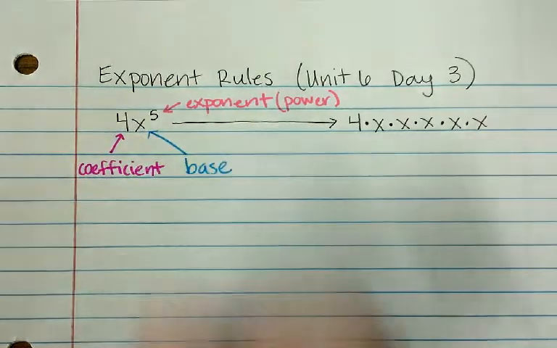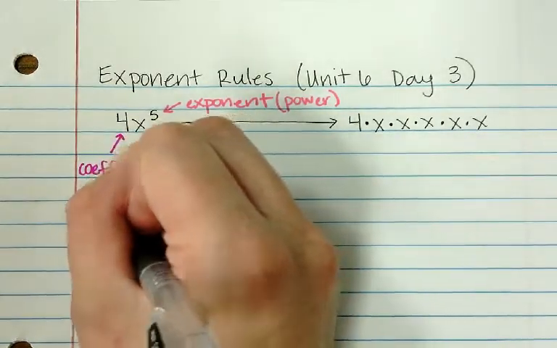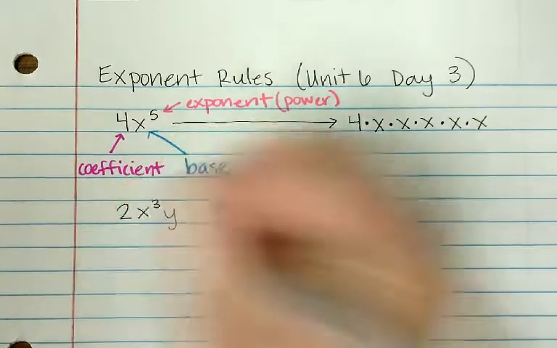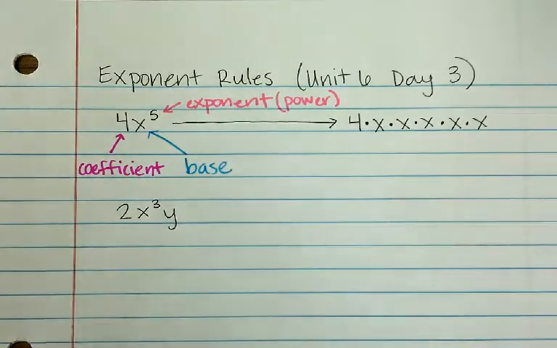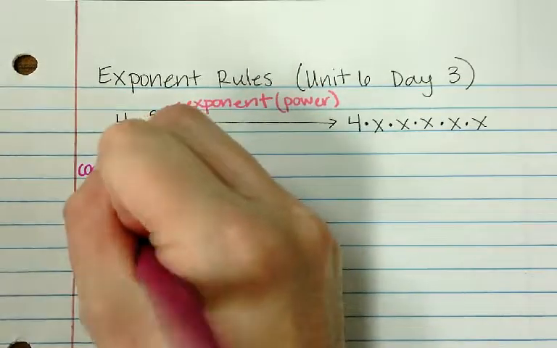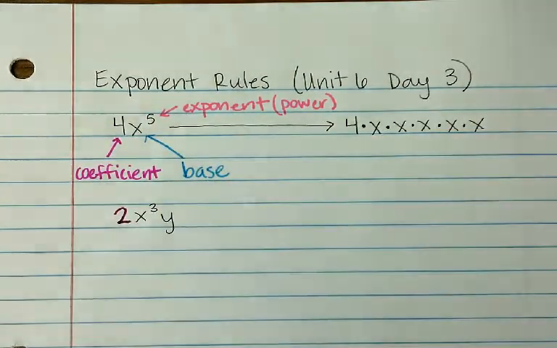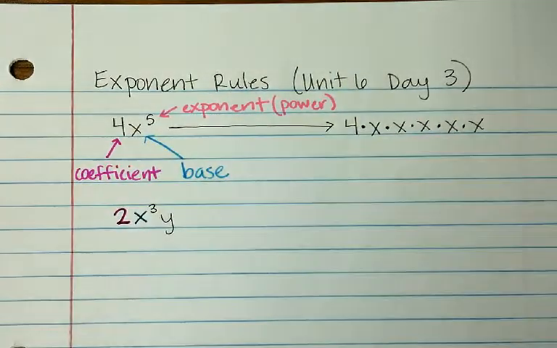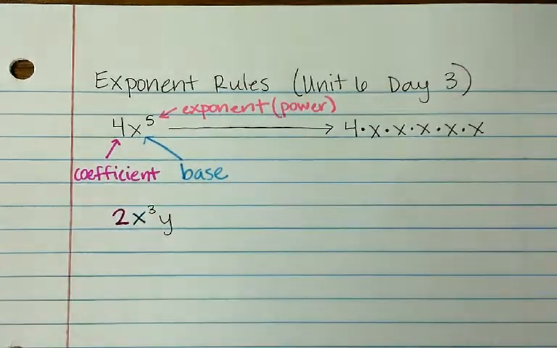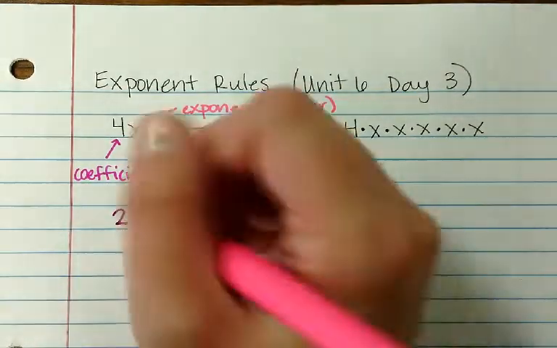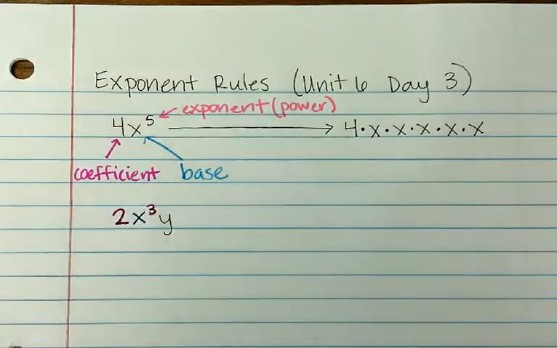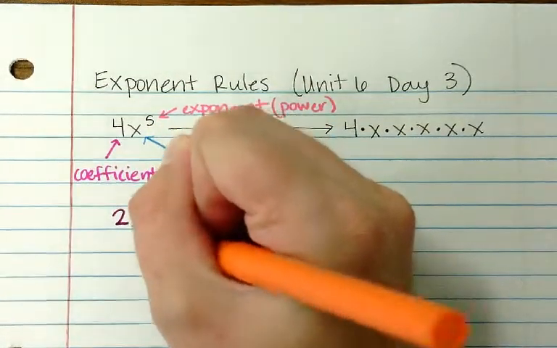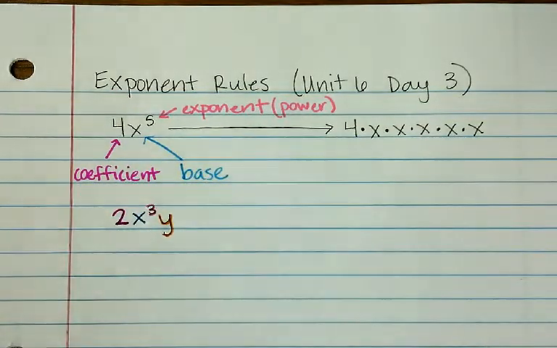Awesome. If we wanted to expand something else, let's say 2x cubed y. Well, first of all, guys, we have a couple things going on. What is my coefficient in this case? 2, right? We have a 2, that's our coefficient. And then we actually have 2 different bases, don't we? We have x to the 3rd, right? So we have x to the 3rd. But then we have a different base, which is our y. Do you see that? We have another base, which is our y.